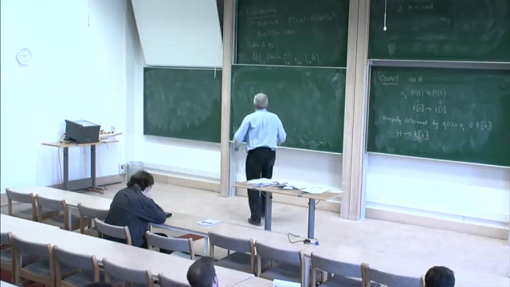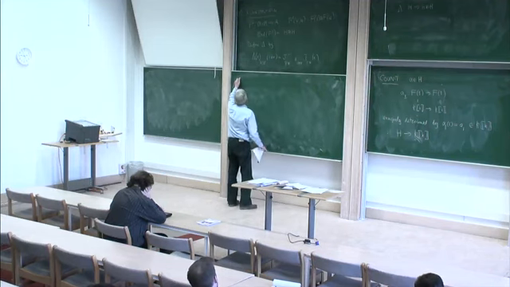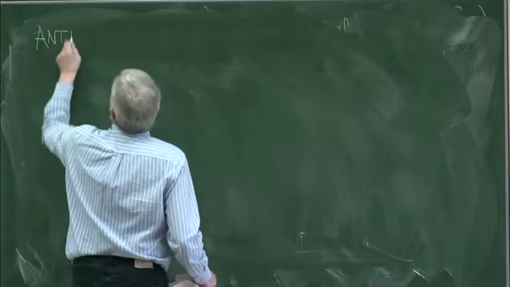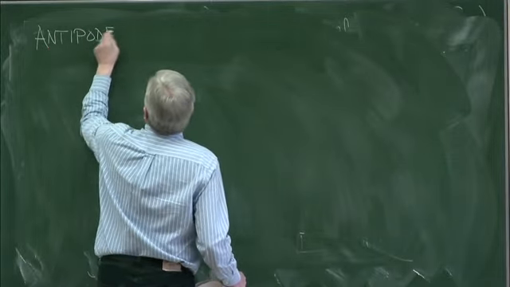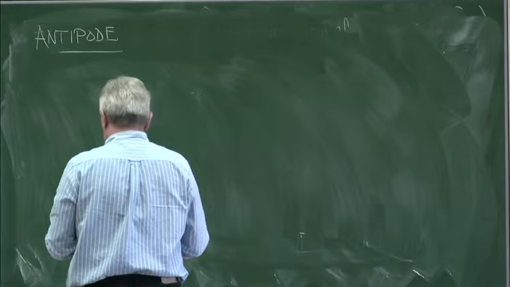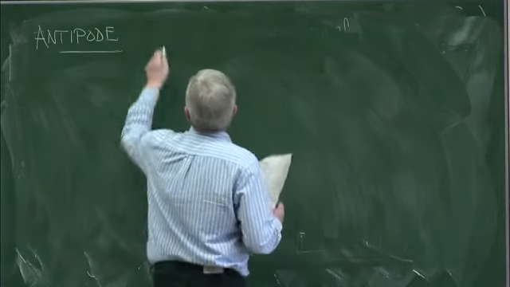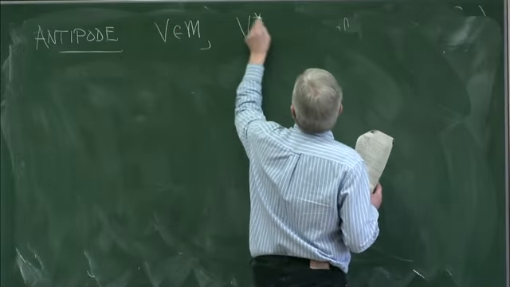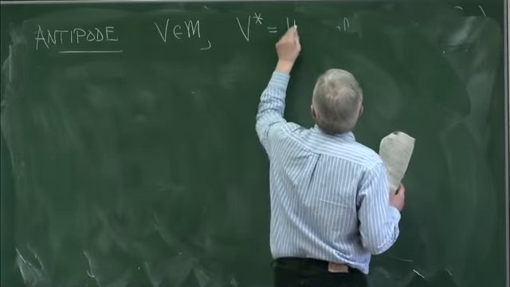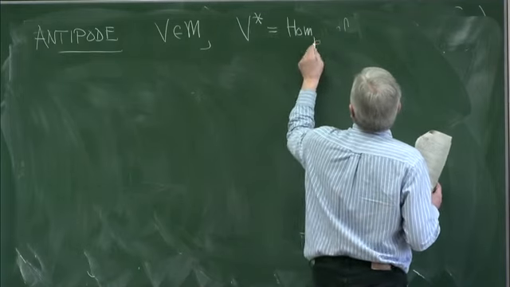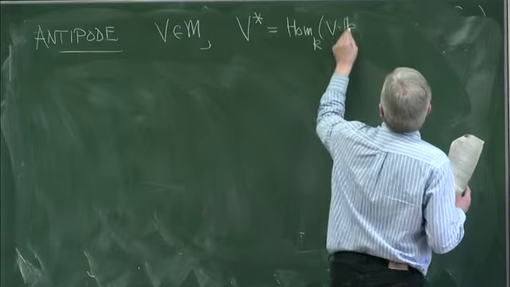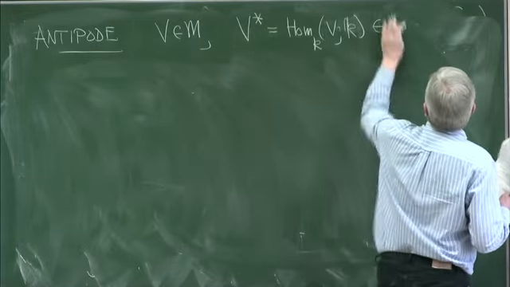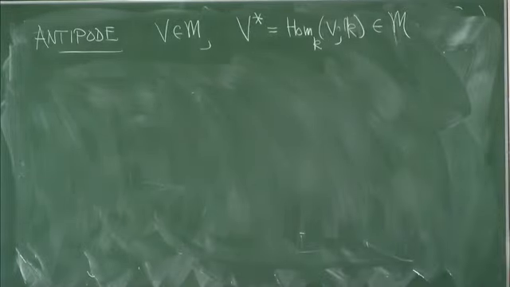So the antipode. Given V in M, I've also got V star, which is Hom over K of V into K. That's another thing in M. It's another representation.